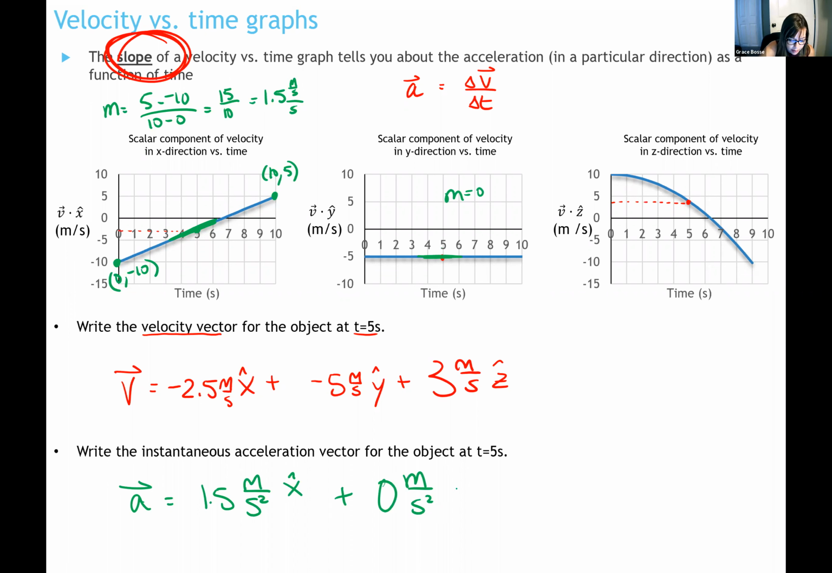So the acceleration component in the y direction is 0. Now the last one, I see in this z component graph that the velocity has curvature. So I can't calculate the slope of the graph. What I have to do is draw a tangent line at this exact location. So it's a line that just kind of skims the graph right at t equals 5 seconds.